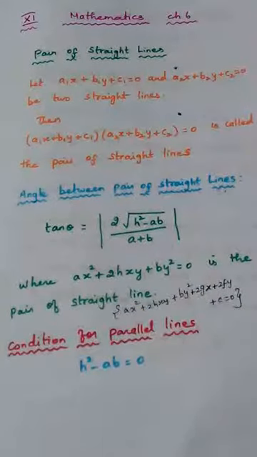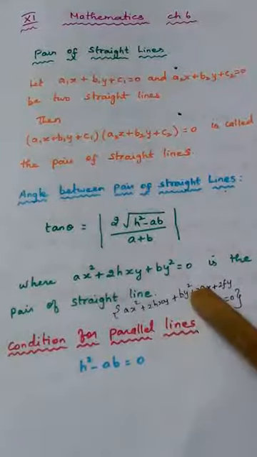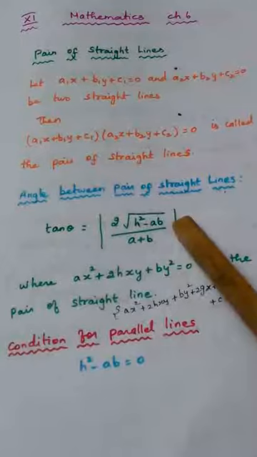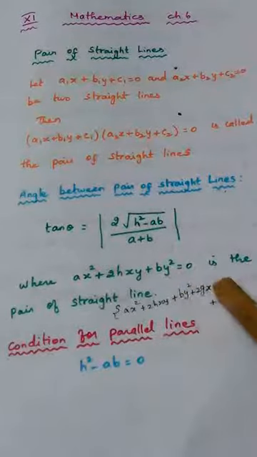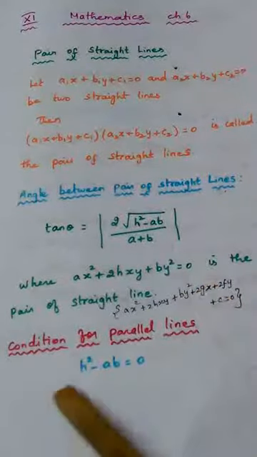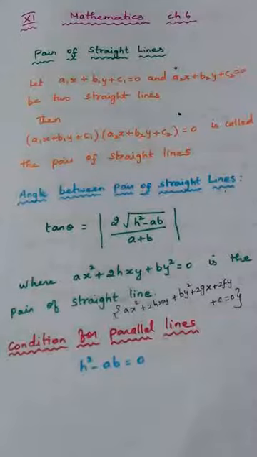It may sometimes represent a pair of straight lines. It may be sometimes the combination of two straight lines, may not be also. But if it represents a pair of straight line, then the angle between the lines is given by this formula. Suppose if the two lines in this are parallel, then the condition is h square minus ab will be equal to 0. Hope you will understand. We'll move on to the next concept.